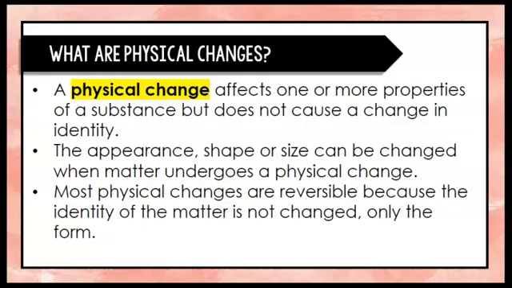A physical change affects one or more properties of a substance but does not cause a change in identity. The appearance, shape, or size can be changed when matter undergoes a physical change. Most physical changes are reversible because the identity of the matter is not changed, only the form. That means you have the same chemical composition before and after.